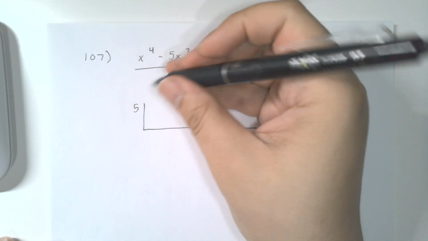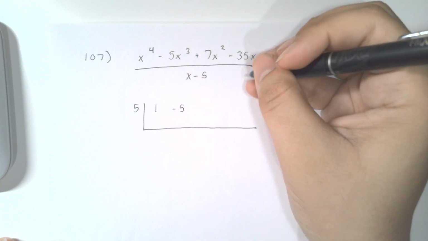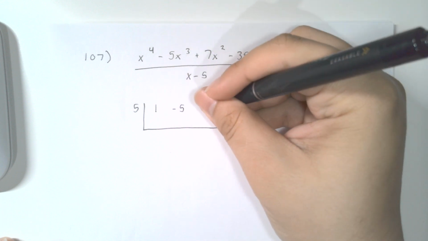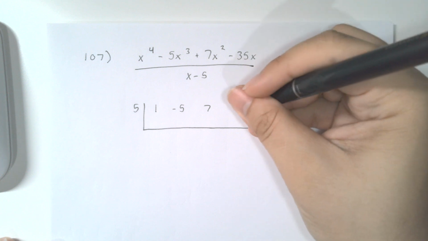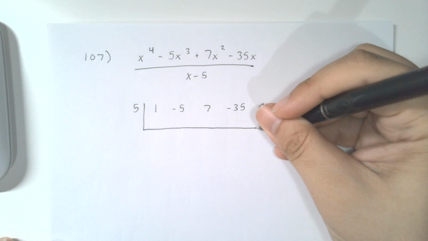And now for x to the fourth, we have a coefficient of 1. For x cubed, we have a minus 5. For x squared, we have a positive 7. And for x, we have a negative 35. We have no constant term, but we have to put a placeholder 0 for that.